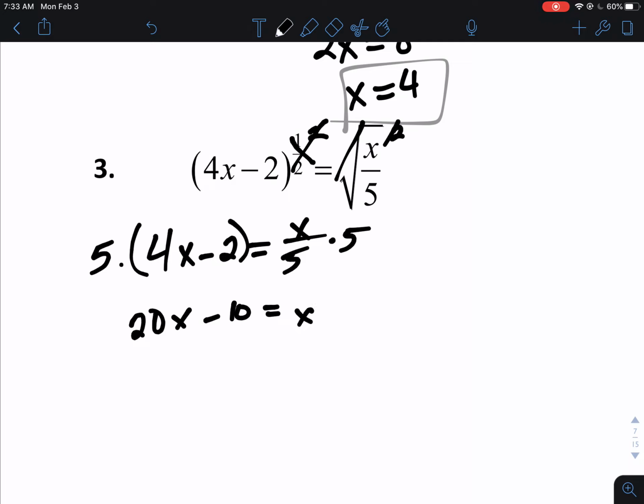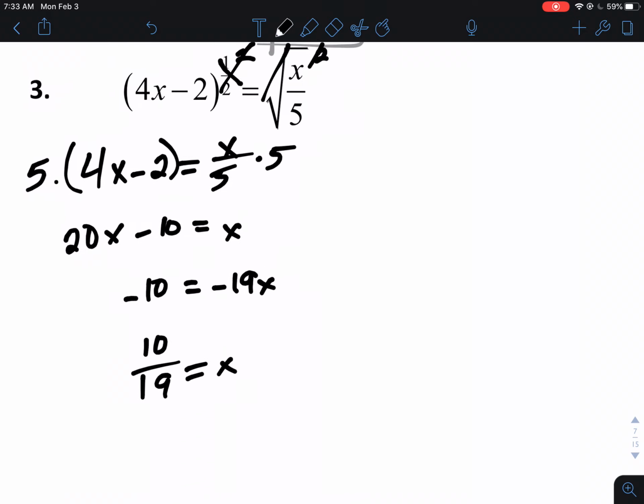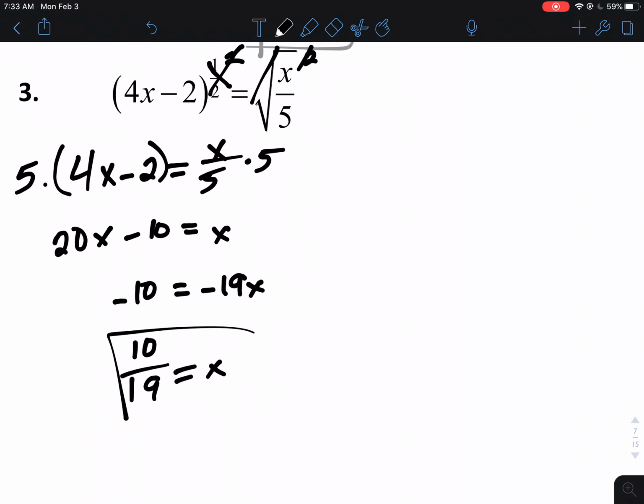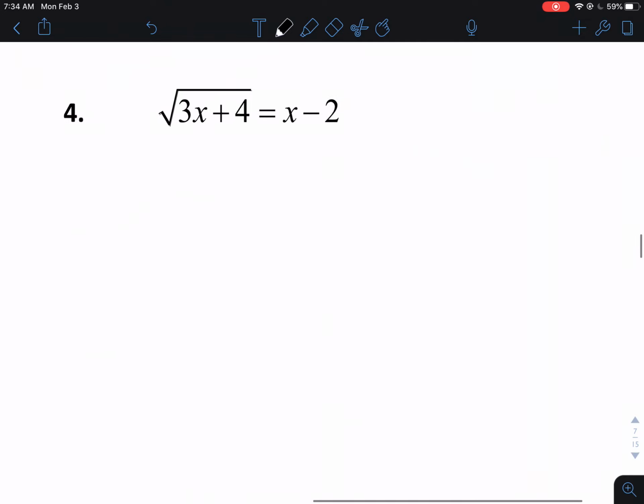All right, so let's keep solving. Negative 10 equals negative 19x. And then divide, so x equals 10 over 19. Okay. Just for the sake of time in this video, I'm going to leave it to you guys to check this answer. It does in fact end up working, but just for the sake of time, I'll leave that up to you guys. Let's take a look at number 4.